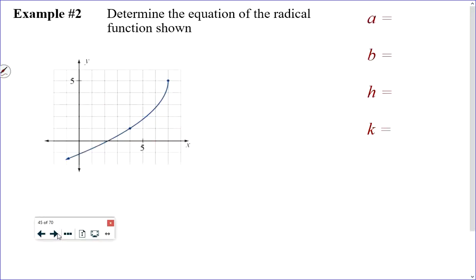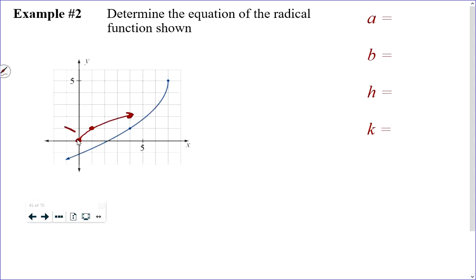All right, let's move on to the next example. Determine the equation of the radical function. So this time, we're given the graph and asked to find the equation. Well, what you should put on here are some key points on the original function. The original function is the square root of x. It has to start at the origin and go through (1, 1) and (4, 2).